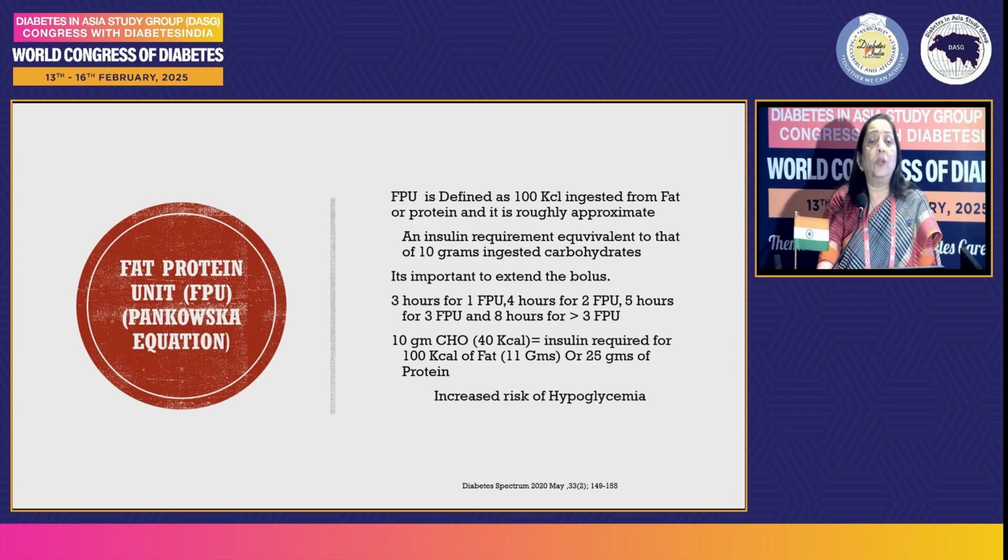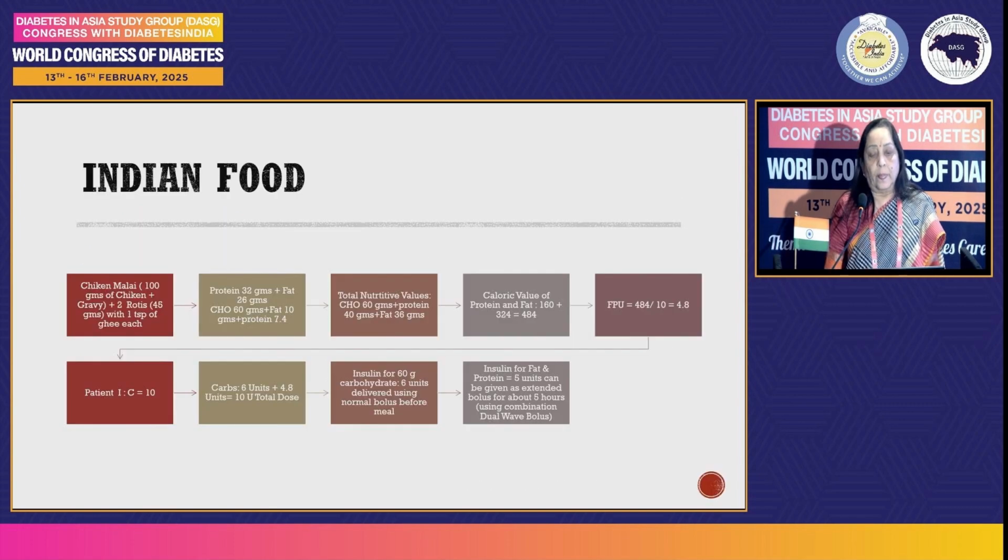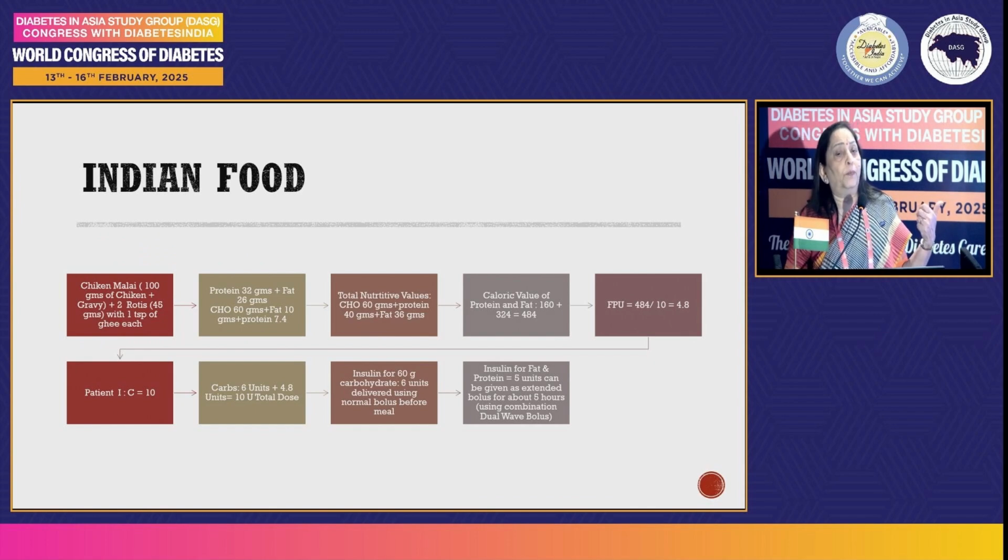So we have to count: 10 grams of carbohydrate is equal to 1400 kilocalories, equal to the insulin required for 100 calories of fat and protein. Now, for Indian food, how do we count the fat protein unit? I have taken just a chicken malai recipe: 100 grams of chicken plus gravy, and the patient is having two rotis with 2 teaspoons of ghee.